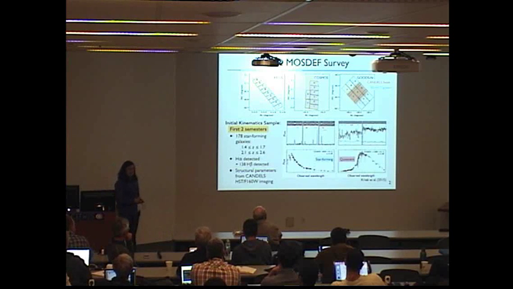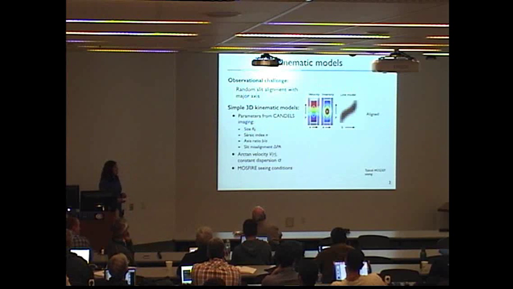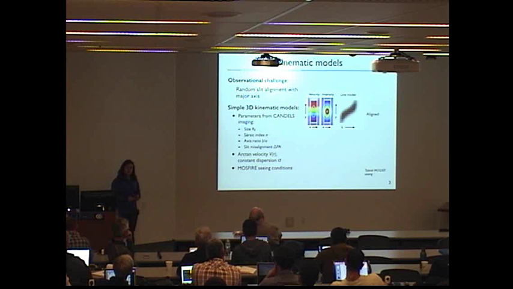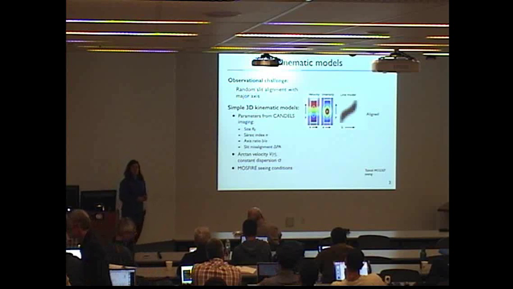The challenge of doing kinematics with MOSFIRE is that, generally speaking, you're going to have randomly aligned slits relative to the galaxy major axes. And this is particularly the way the MOSDEF survey was targeted; it wasn't really selecting to get the galaxy major axes aligned with the slits. So we needed to come up with something else rather than just a straightforward aligned-slit analysis to get the kinematic information for these galaxies.